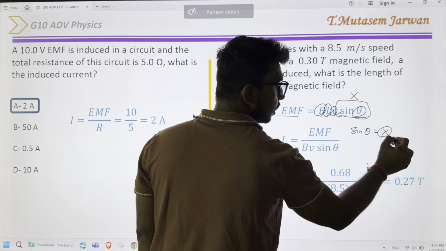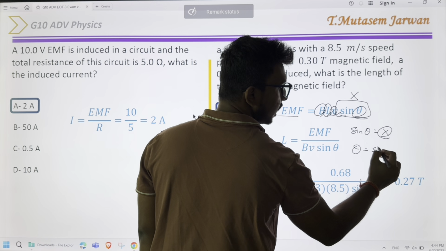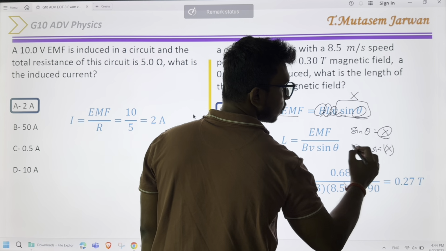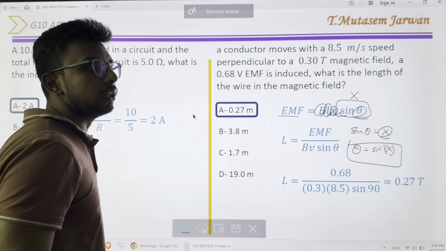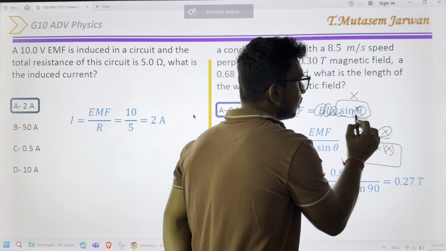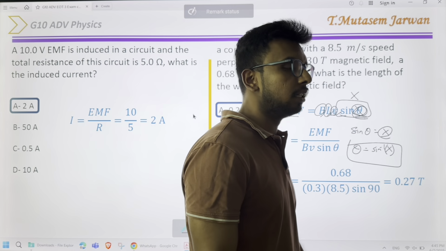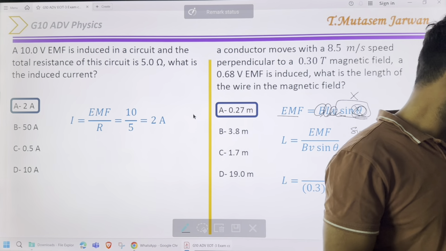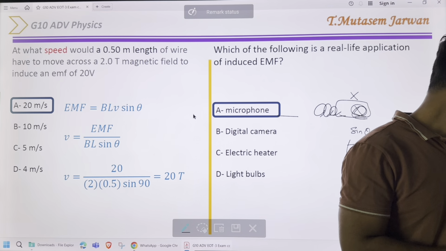Now, whatever X is, theta is equal to sine inverse of that value. The sine inverse is also in your calculator. You can find out the angle. Or you can put this as X and solve for X. Your calculators are capable enough to find the value of the angle as well.